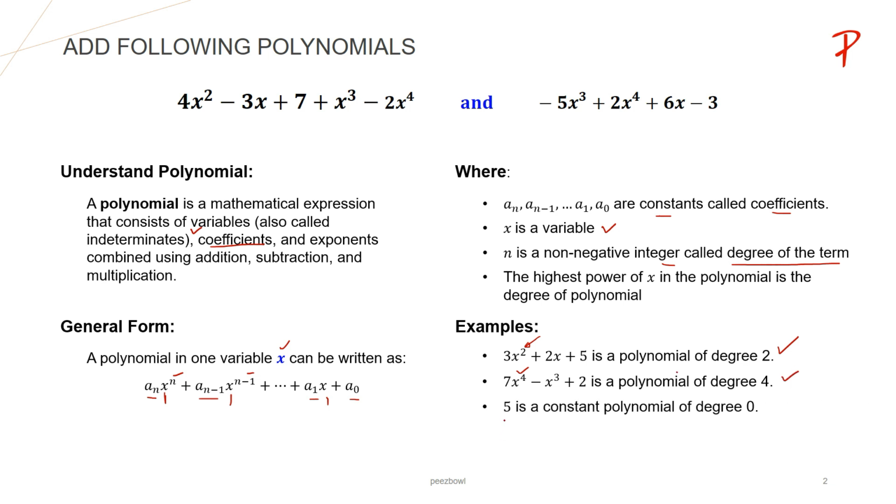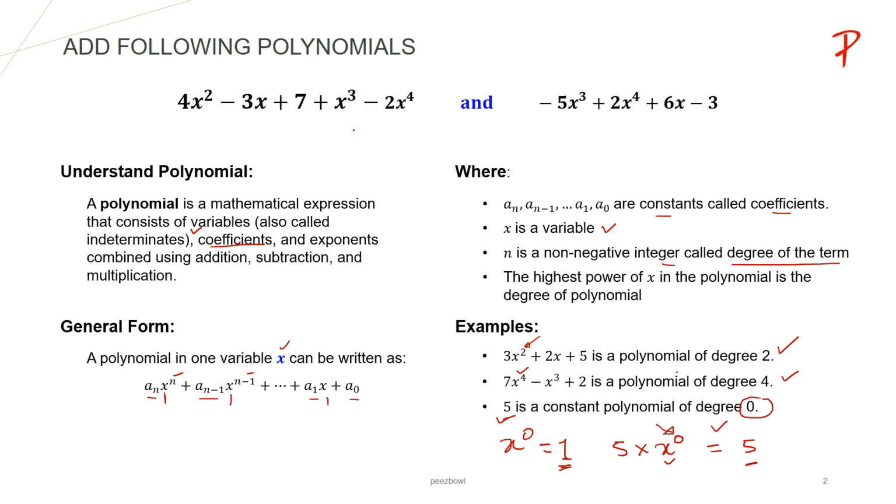And in this example, 5 is a constant, it has no x, it has no variable. So this is a polynomial of degree 0, because x to the power 0 is equal to 1, and when the constant 5 is multiplied by x to the power 0, its value is 5 only. Multiplying 5 by 1 does not change its value. So here you can see x to the power 0, and this polynomial 5 has a degree of 0. Hope you understand the polynomials concept.